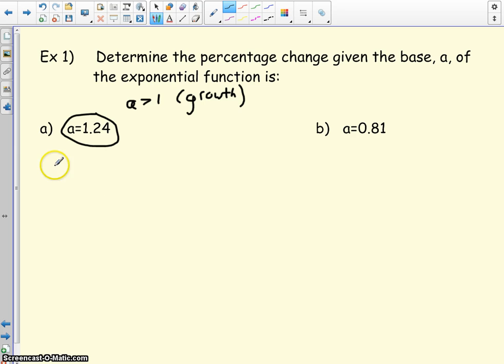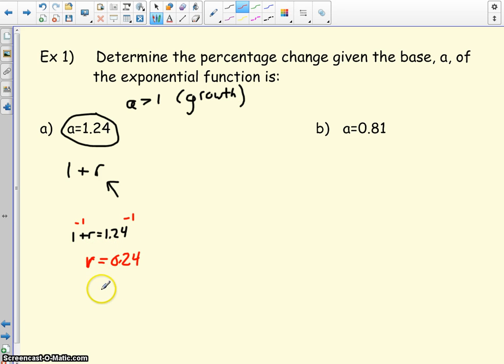Okay, so if it's growing, my growth rate is going to be r here. So since I'm growing, it's going to be 1 plus my growth rate, and my growth rate here is going to be whatever I add to 1 to get 1.24. So technically here I have 1 plus r equals 1.24. I need to solve for my growth rate. So I'm going to subtract 1 from both sides of the equation here. So I wind up with r equals 0.24. Okay, so my growth rate is 0.24.